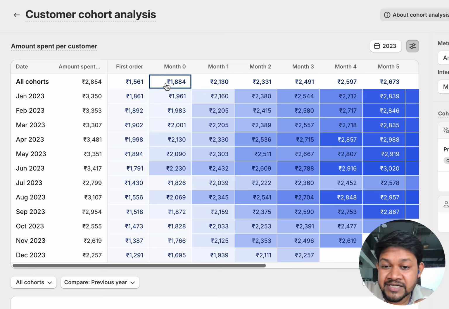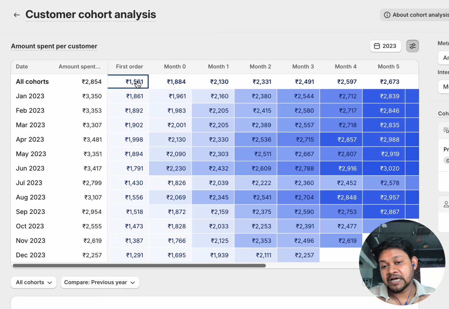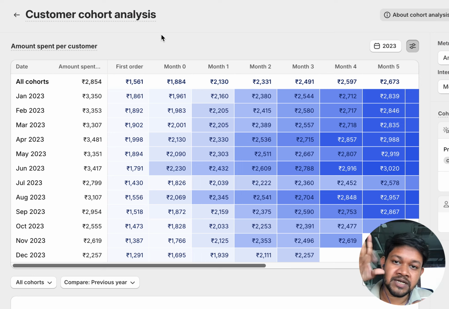So now I can understand how to use the data. Let's say I have a 2 to 1 ROI target, ROAS target or ROI target, whatever you want to call it. And let's say for this one, currently we have a first order value of 1561. So basically your CAC target, the cost per new customer acquisition target, should be somewhere around 750.